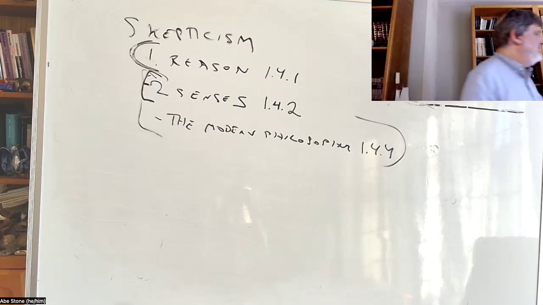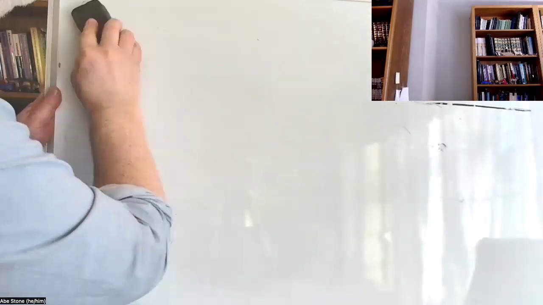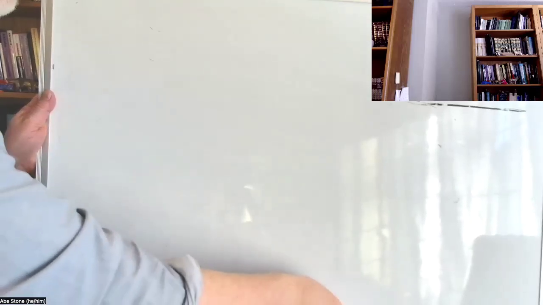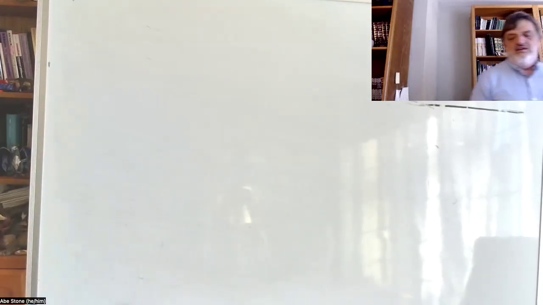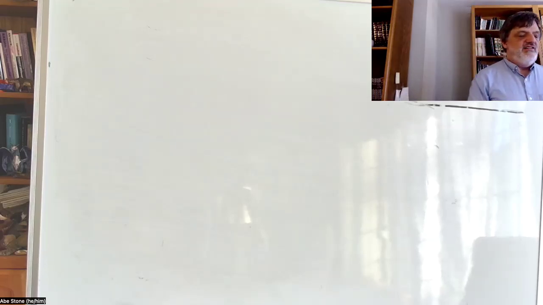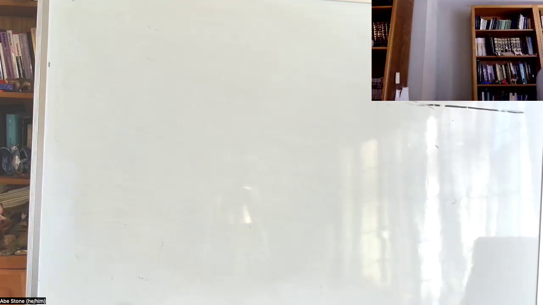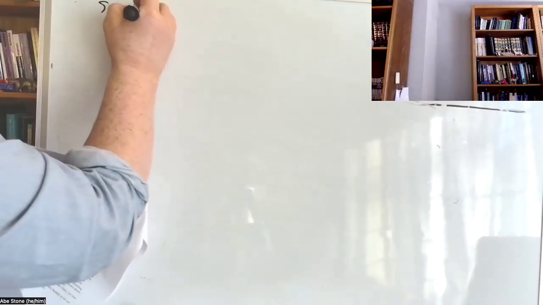So for now, I'm going to talk about the argument of section two. Right. So and then about section four. Right. So skepticism with regard to the senses means skepticism.